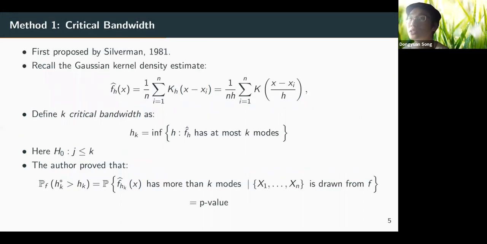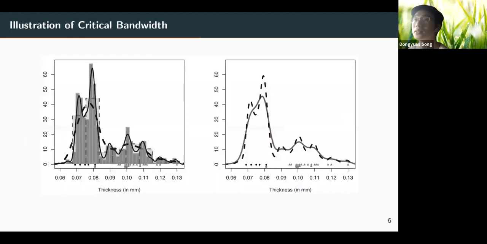So if we are using the Gaussian kernel density estimation, then we can define the k critical bandwidth as just the smallest bandwidth for which your kernel density estimator has at most k modes. The very nice thing the author proved is that there's a relationship between the critical bandwidth and how many modes your kernel density estimator has. So you can see from here, this function equals the p-value. And we know if we want to test how many peaks we have, we just need to use the critical bandwidth. Next, please. So here is a figure.